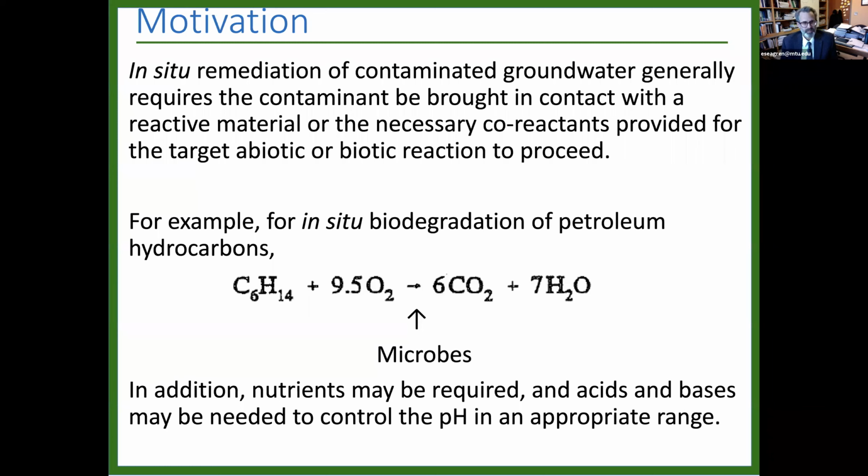So for example, I'm primarily interested in the area of in situ bioremediation. If we have biodegradation of petroleum hydrocarbons, we've got plenty of electron donor, hydrocarbon here, and there's usually plenty of hydrocarbon-degrading microbes in the environment, but usually what we're running out of is oxygen. And you can see there's a pretty high oxygen demand, 9.5 moles per mole of, in this case, hexane as a representative petroleum hydrocarbon. In addition to that, we may need other amendments in the case of bioremediation, things like acids and bases to control pH, nutrients, etc.